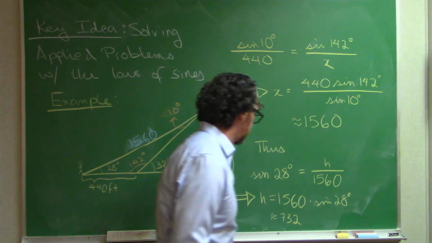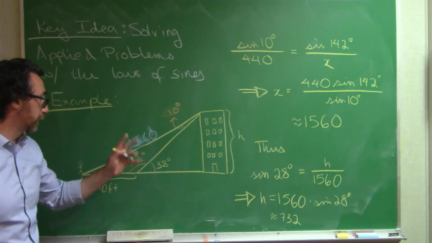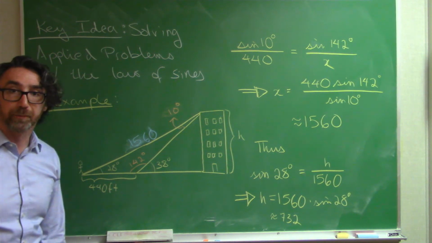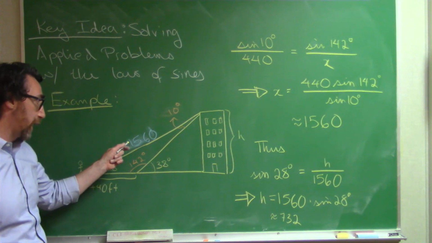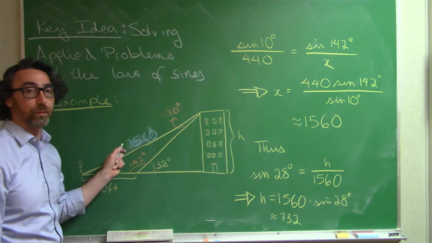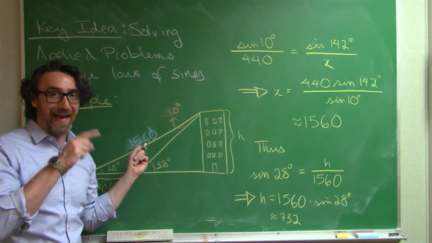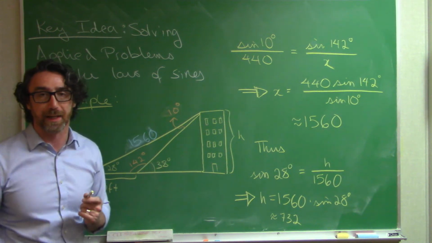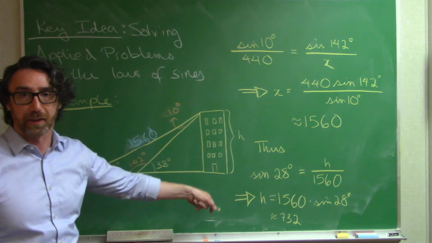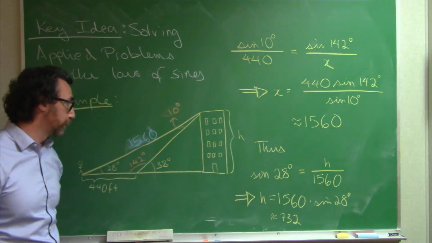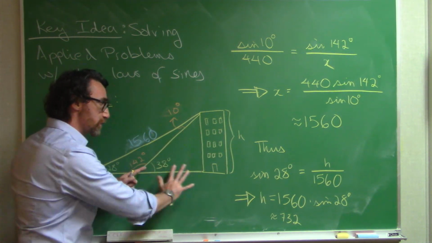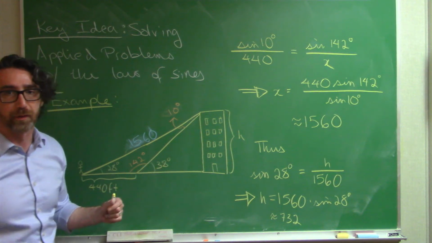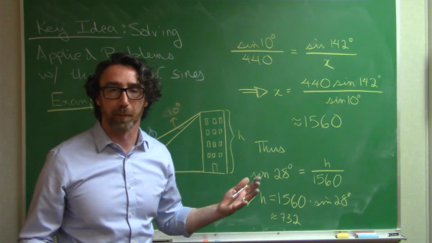Okay, so the height of the building is approximately 732 feet. So we applied the law of sines to get this hypotenuse. And then, once we had that, we went back to right triangle trigonometry to get the height of the building. Okay. We could have also found this length and then worked with this smaller right triangle. It's another way to solve the problem. You'd get the same answer.